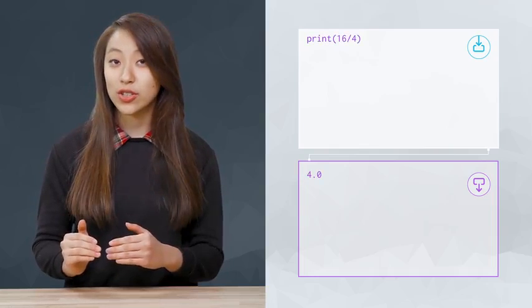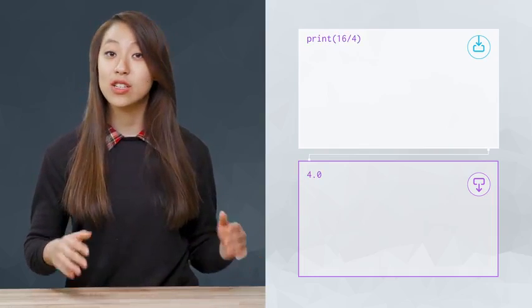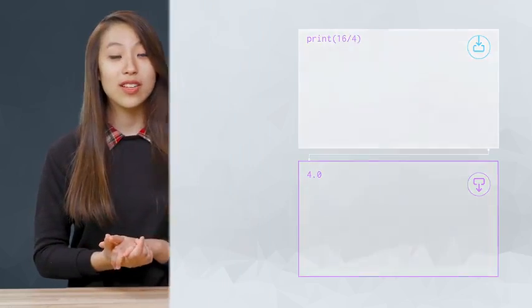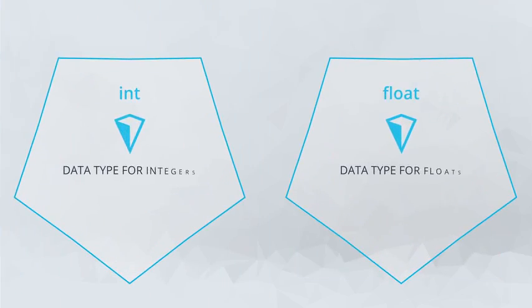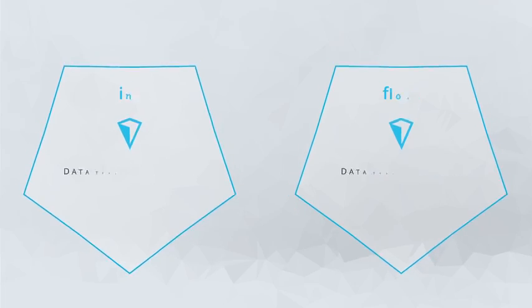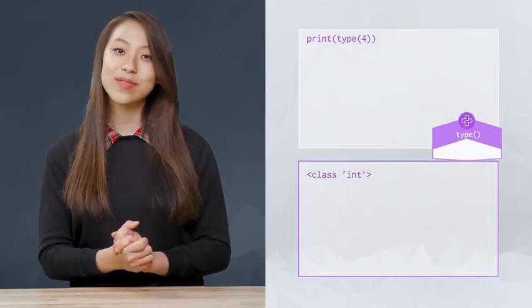Even if one integer divides another exactly, the result will be a float. The int and float are actually two kinds of data types. In Python, every object you encounter will have a type. An object's type defines which operators and functions will work on that object and how they work. You can check the type of any object directly using the built-in function type.